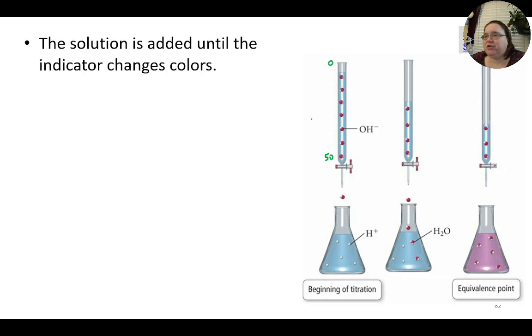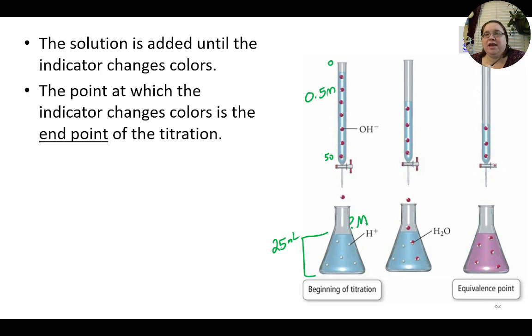So what we do is we start adding. We know how much acid is in this container. So let's say I know that there is 25 milliliters of acid in this container, but I don't know its concentration. I do not know its molarity. I know the molarity of my base. So the molarity of the base is 0.5 molar. Well, we measure and we add base to the reaction until we get to a point where that color change occurs. That color change is called the end point. The end point of the titration is what we are looking for.